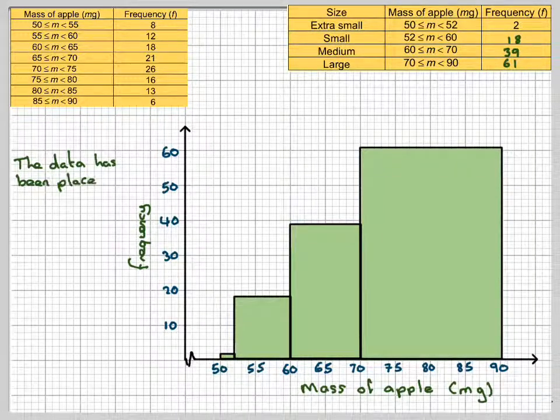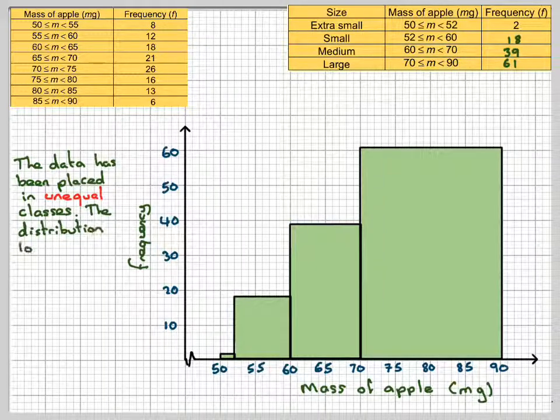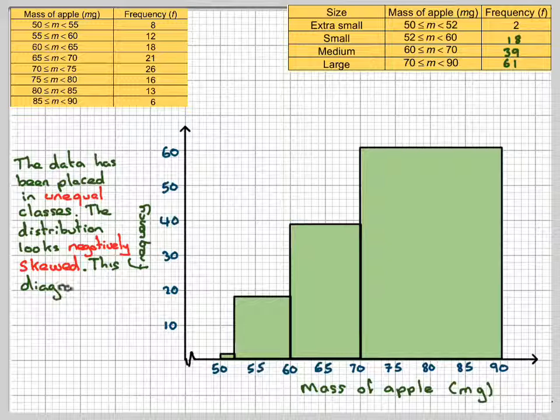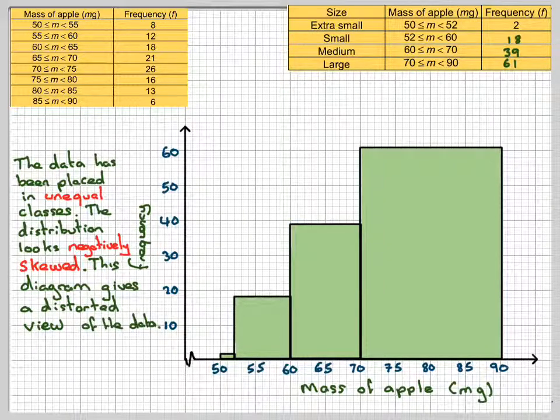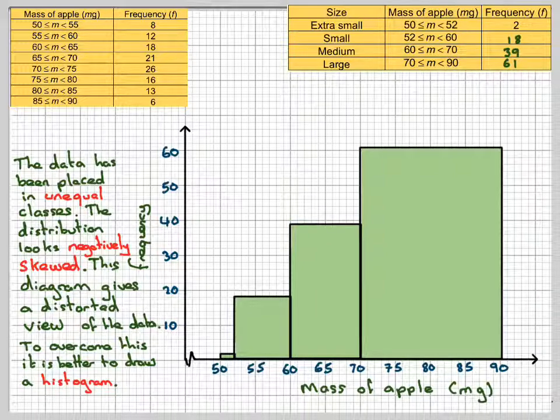So the data has been placed in unequal class widths. The distribution looks negatively skewed. This diagram gives a distorted view of the data. So one way to overcome this is to draw what's known as a histogram.